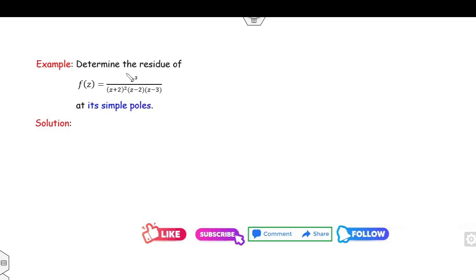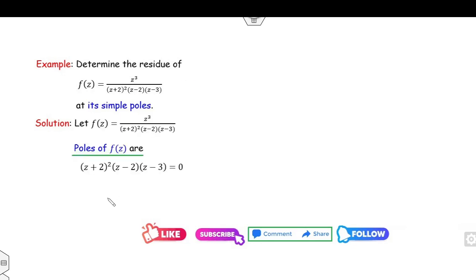Look at this another one. Find the residues at the simple pole. Firstly, you can find the pole by taking the denominator as 0. So clearly, the pole corresponding to the first part is minus 2, which is a double pole. Why is it a double pole? Because the power is 2.